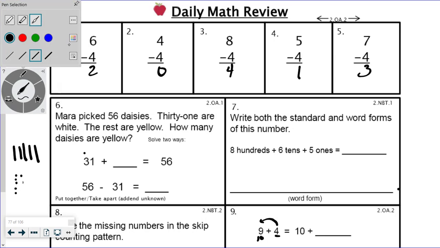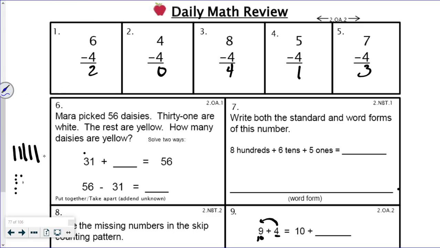So I'm going to switch colors. Let's go with blue today. And I'm going to take away 31 of these guys. So I'm going to take them from this side. I think that's going to be easiest for me. Grab this guy that's out here by himself. And so everything that's left is my answer. So that means 10, 20, 5. So what's that telling me? That there are 25 that are yellow and 31 that are white. So 31 plus 25 equals 56.